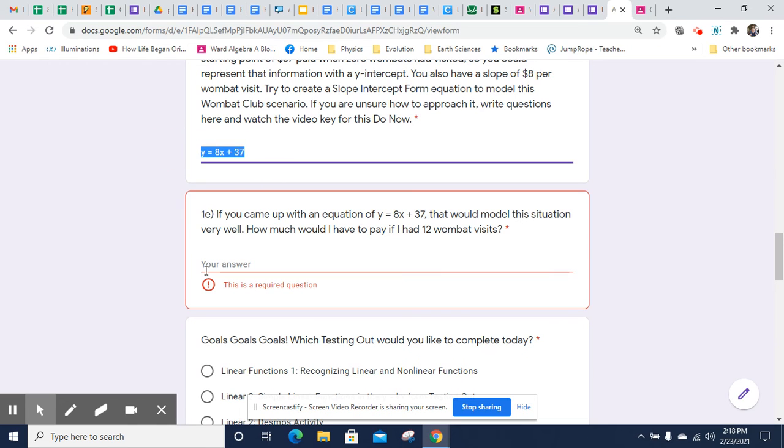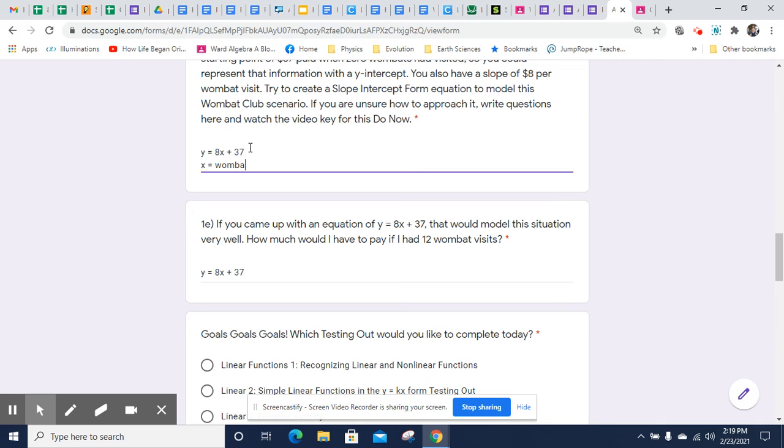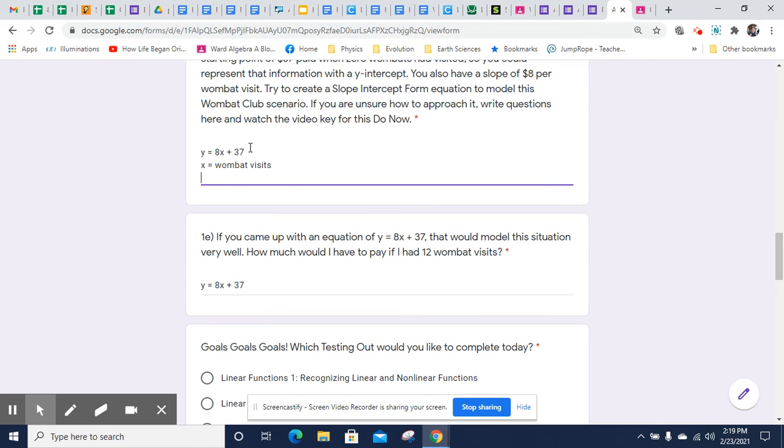So let's copy the equation. That is our model. And we've been given information about number of Wombat visits. There's 12 of them. Well, Wombat visits is x because it's $8 per Wombat visit times x, plus $37 equals y, which is the total amount that we're going to pay. So I'm going to make a note that x equals Wombat visits. And it's useful to do this. Y equals money paid for the Wombat Club.